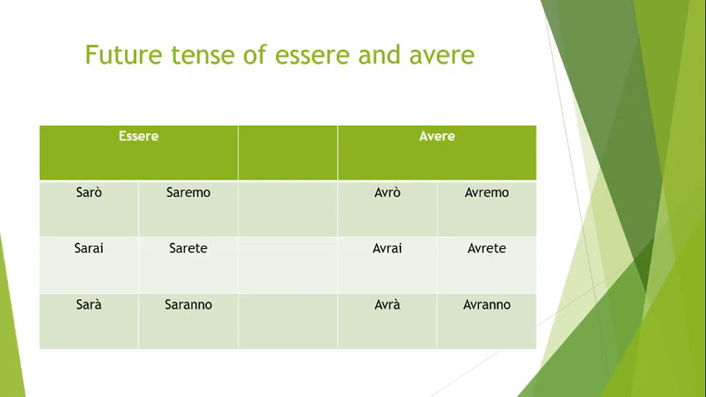Essere, they have the same endings, it's just that instead of tacking on to the end of the infinitive like we saw, they're a little bit different. Sarò, sarai, sarà. I will be, you will be, she will be, saremo, sarete, saranno. We will be, you plural will be, they will be. Avere, right, to have. Avrò, I will have. Avrai, avrà. Avremo, avrete, avranno.